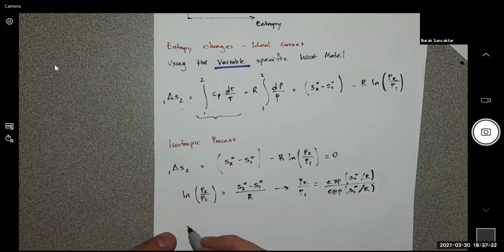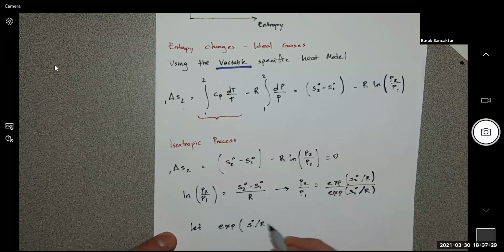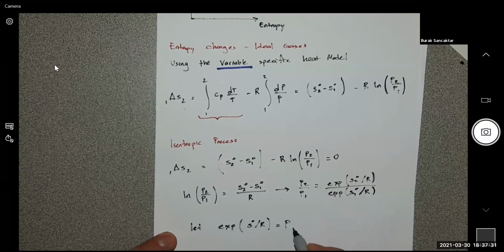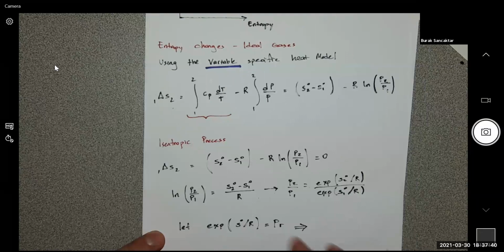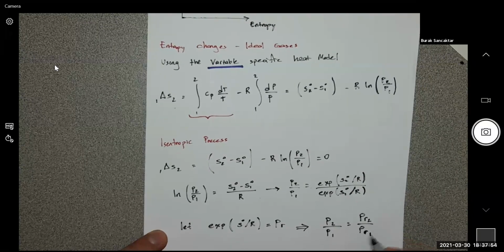Let this term, exponential of S0 over R, be our reference pressure. If I use this expression and substitute it back into my pressure ratio, P2 over P1 for an isentropic process will be PR2 over PR1.